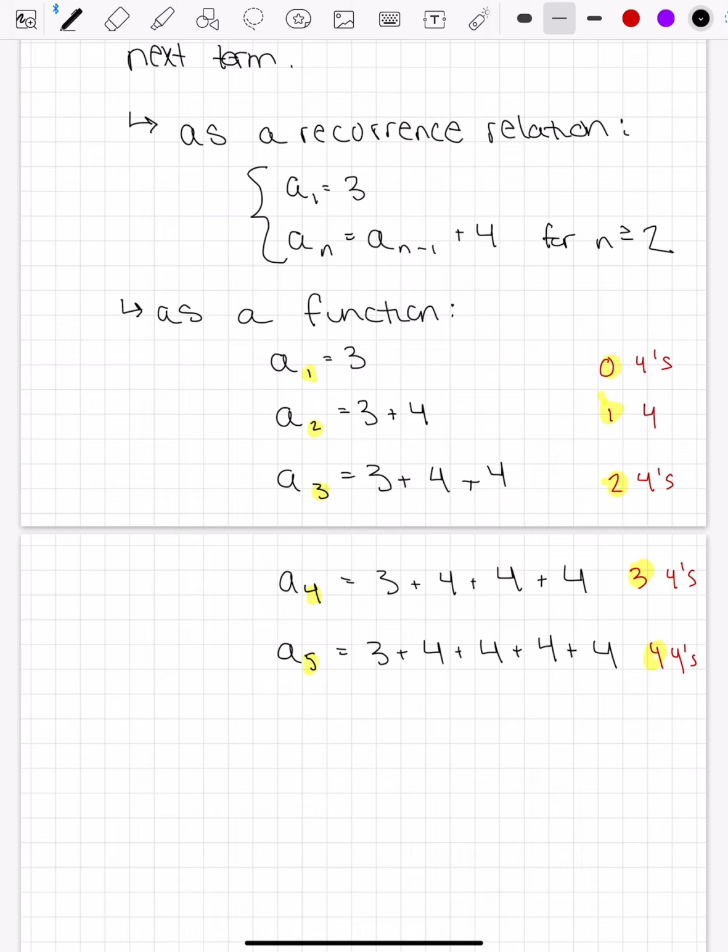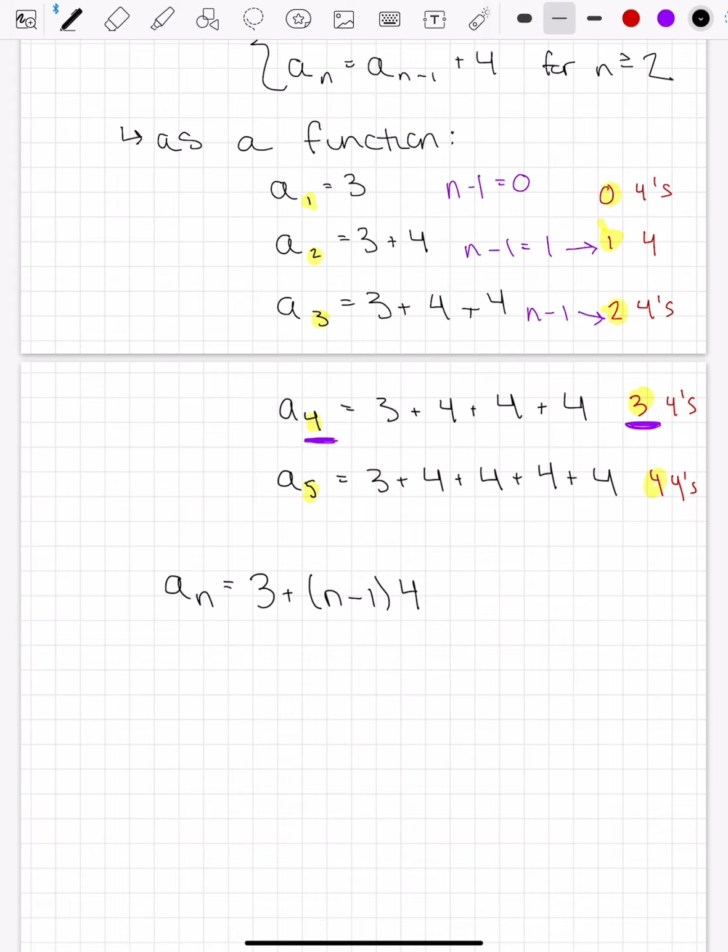So here, you have to notice that n minus 1 is 0, for 1 minus 1. And then here, n minus 1 is 1. And then n minus 1 is 2. So basically we have n minus 1 4s, because whatever index we're on, we have 1 less than that. So to get the nth term, we take 3 and we add on n minus 1 4s.